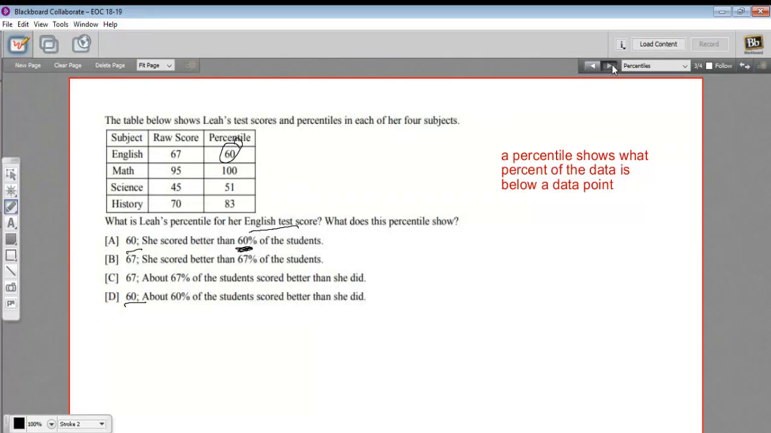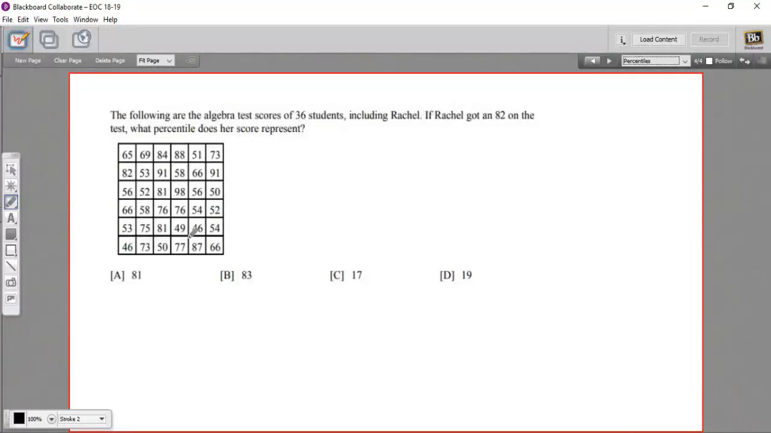All right, let's try one more. This one's a little more annoying because we've just got this chart of data and it is not organized from lowest to highest. So we'll have to do a little extra work with this one. The problem says the following are algebra test scores of 36 students, including Rachel. If Rachel got an 82, let's see. Okay, so this must be Rachel right here. If Rachel got an 82 on the test, what percentile does her score represent?